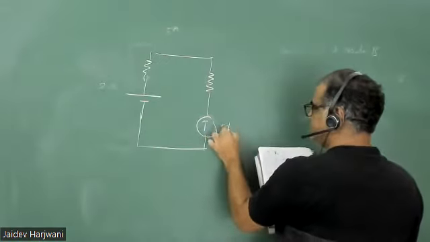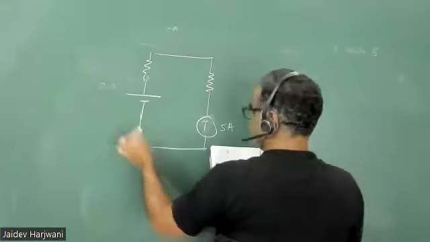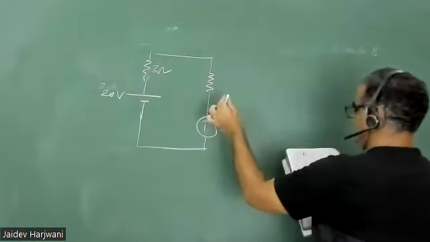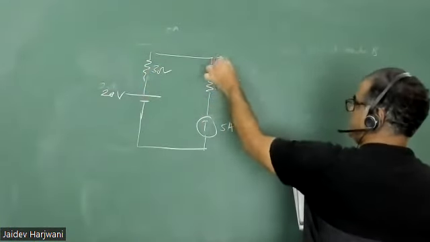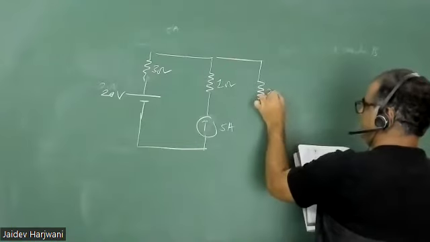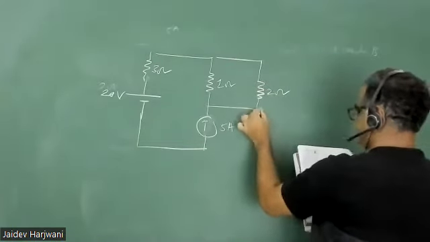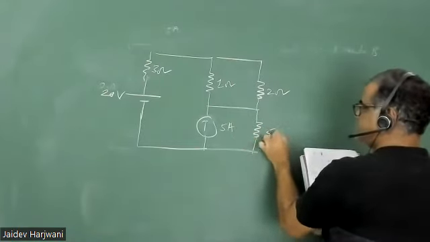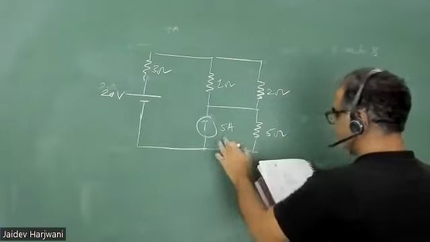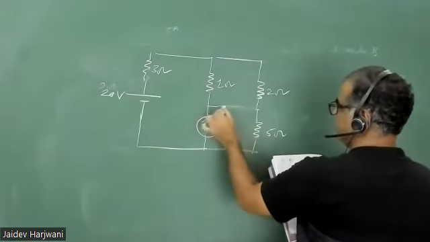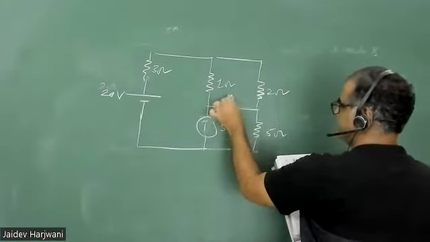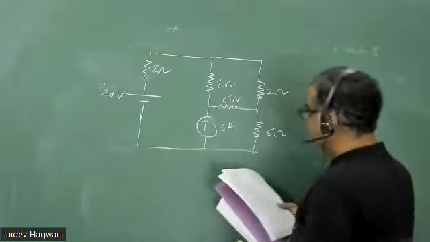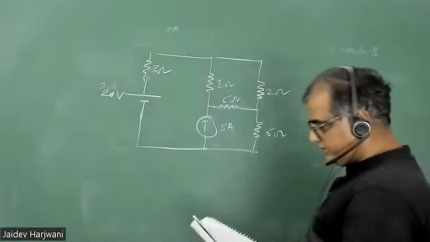This is 5 ampere current coming. Okay, this is your 20 volts. This is your 3 ohm. This is your 1 ohm. And this is your 2 ohm. And this is your 5 ohm. Okay, so 5 ampere, 1 ohm. This is your 6 ohm here. 6 ohm, 1 ohm, 6 ohm, 5 up to 3 ohm. Okay, that is correct. So this is the question.